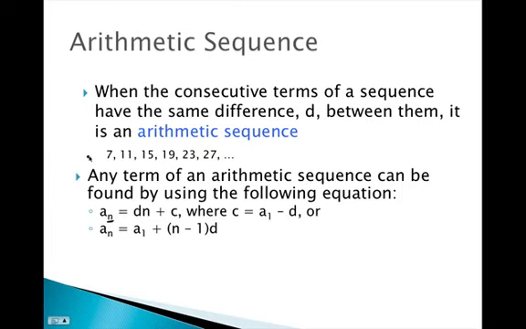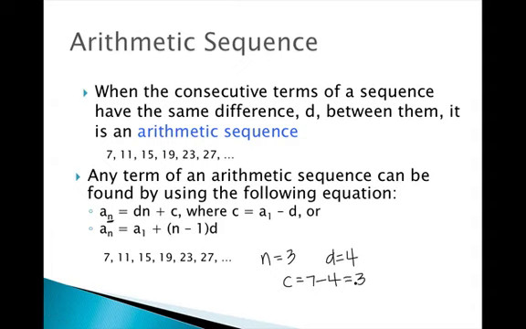So let's take that into account with the sequence that we had above. Let's say we want to find our third term of this sequence. So n equals 3. We need to find the difference, which we already found from the previous example. Our d equals 4. The difference between these terms was 4, every single one of them. And then c, based on this formula, is our first term minus our d, which is 4, which equals 3.